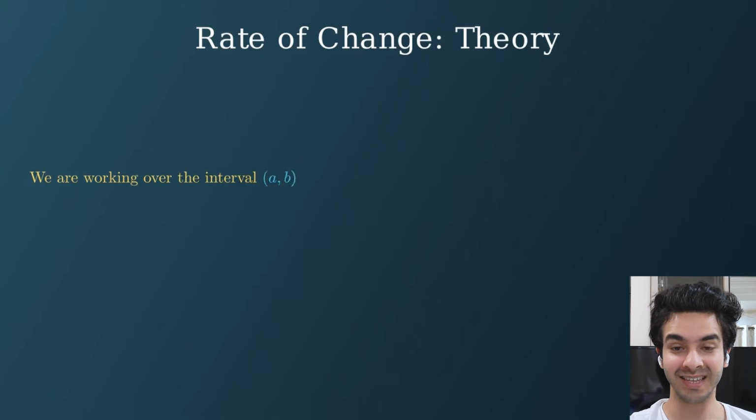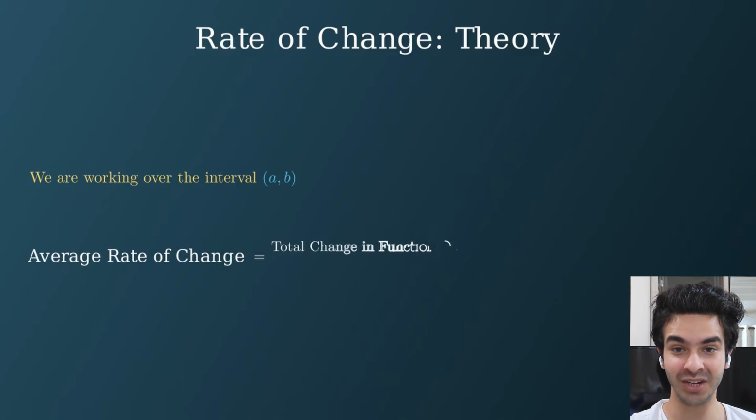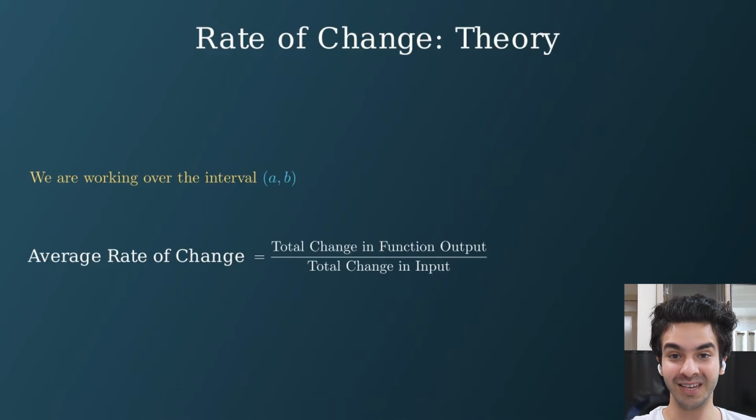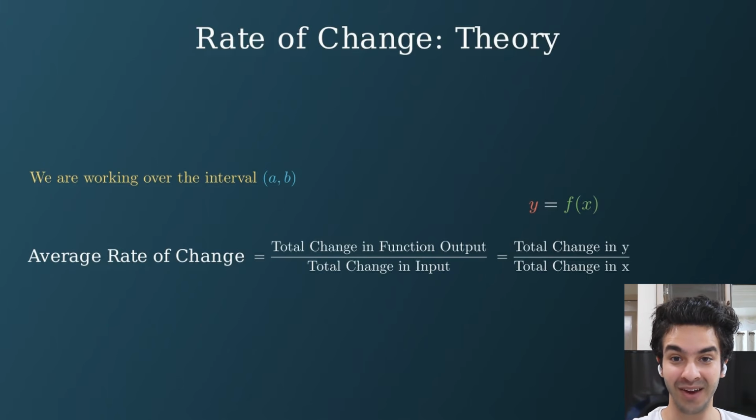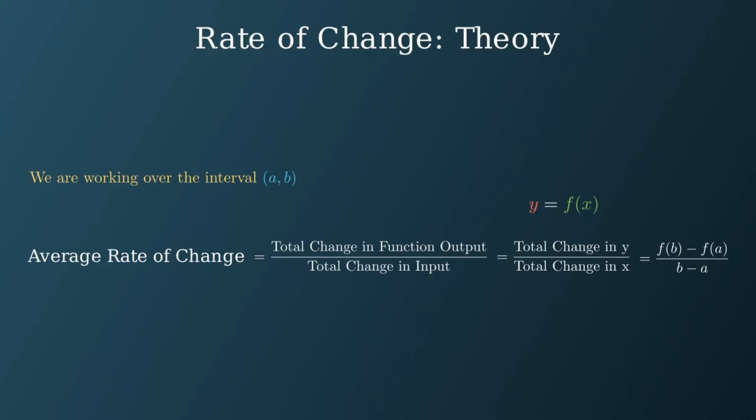So what we're going to do is take the total amount the function changed and divide it by the total amount the input changed. If we think of it in terms of graphs, so we let y equals f of x, this becomes the total amount y changed divided by the total amount x changed. And remember, we're just working over the interval from a to b here, and so this becomes f of b minus f of a divided by b minus a.